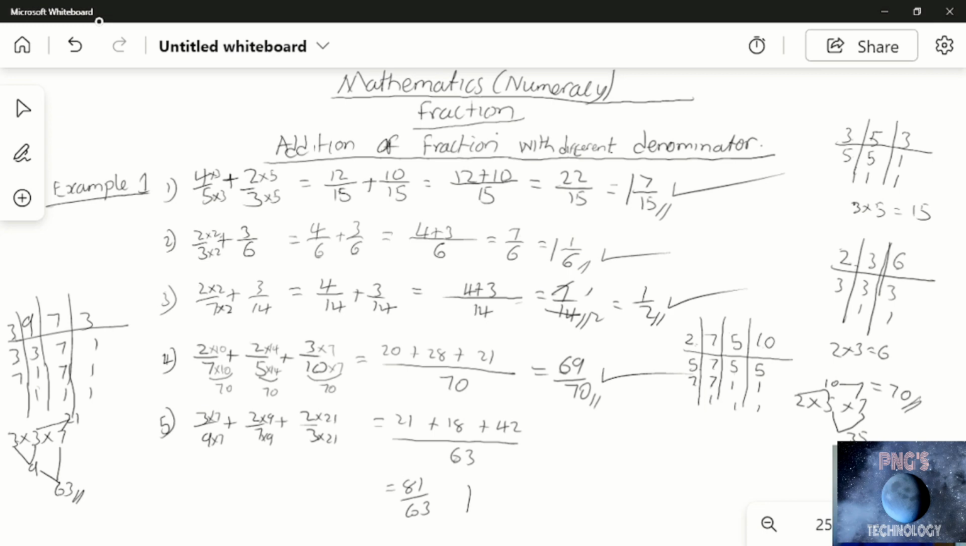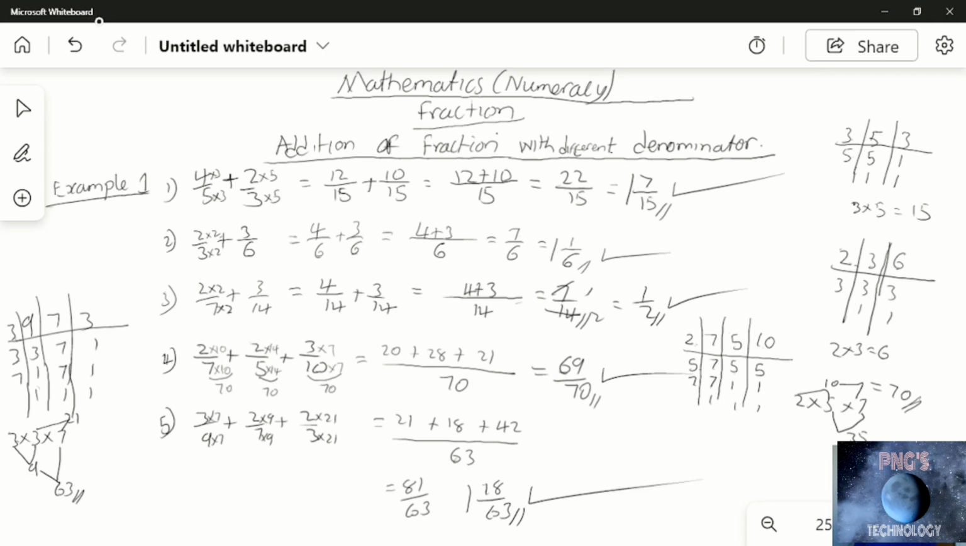Then from 63 to 81, what's the distance between 63 and 81? 63 to 73 is 10. I counted in 10. So I'll keep that 10 in my mind. Now 73 to 81: 73, 74, 75, 76, 77, 78, 79, 80, 81. So I counted the extra 8. 8 plus that 10 I counted off, that's 18. So the remainder is 18 all over 63, which is our denominator. So that's the final answer, and that's correct.